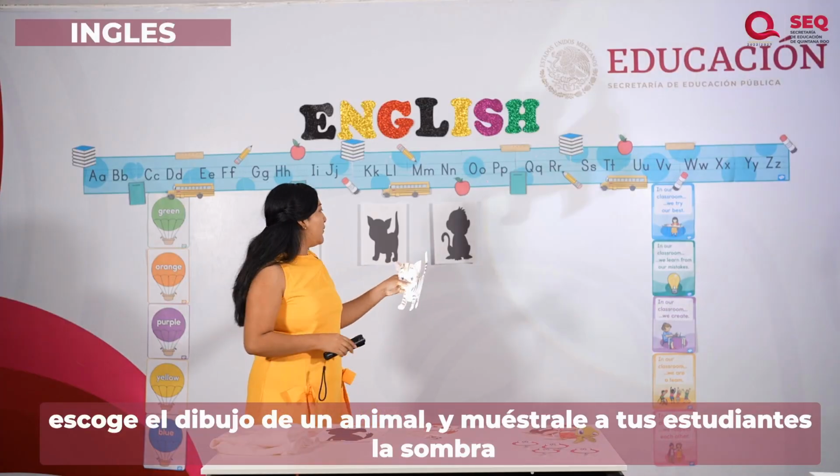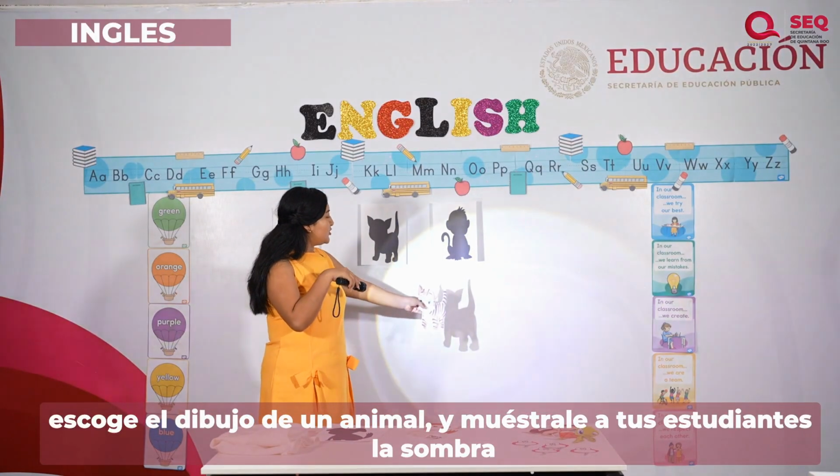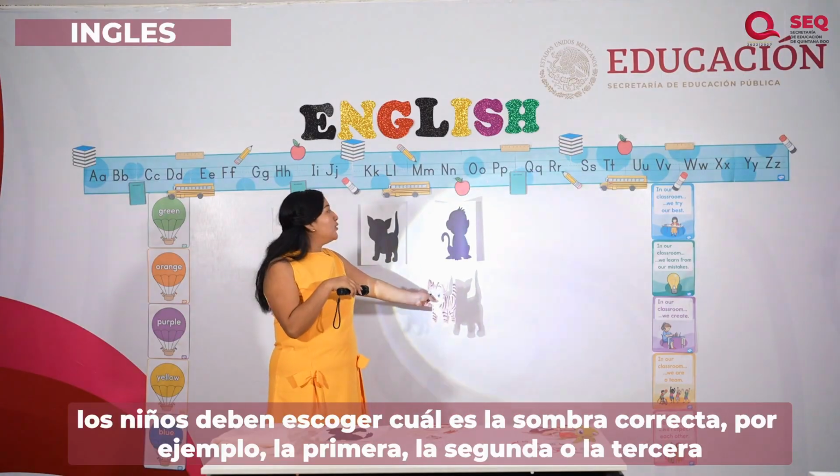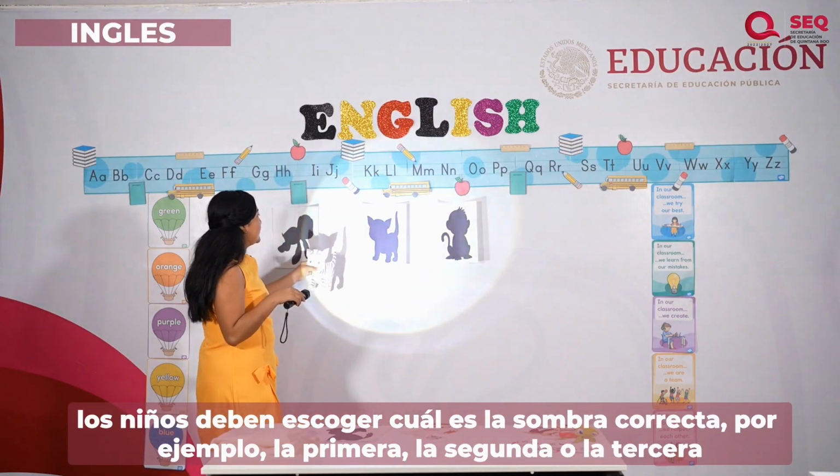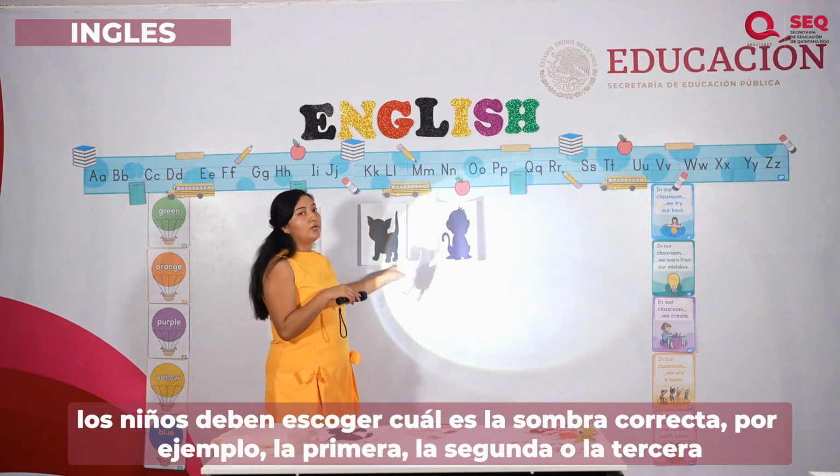Choose an animal picture and show your students the shadow. The children need to choose what the correct shadow is. For example, the first one, the second one, or the third one.